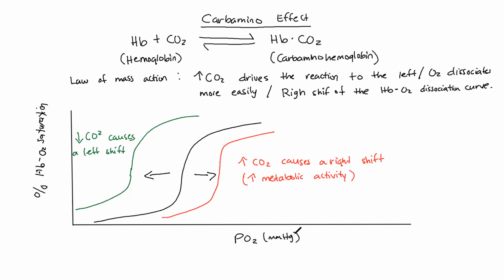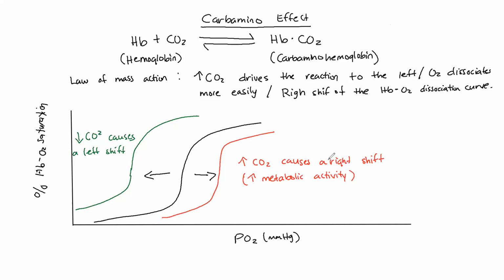Okay, so when we think about increased or decreased metabolic activity, this is kind of a holistic way to look at all of the various factors that influence how hemoglobin wants to bind to oxygen. When we think about the Bohr effect, we're looking just at the effect of acidity on that relationship. When we think about the carb-amino effect, we're looking just at the effect of CO2 on that influence. But if we think more holistically, anything that increases metabolic activity also increases CO2 production, also increases temperature, also increases acid production, and those things will all shift our curve to the right, okay?